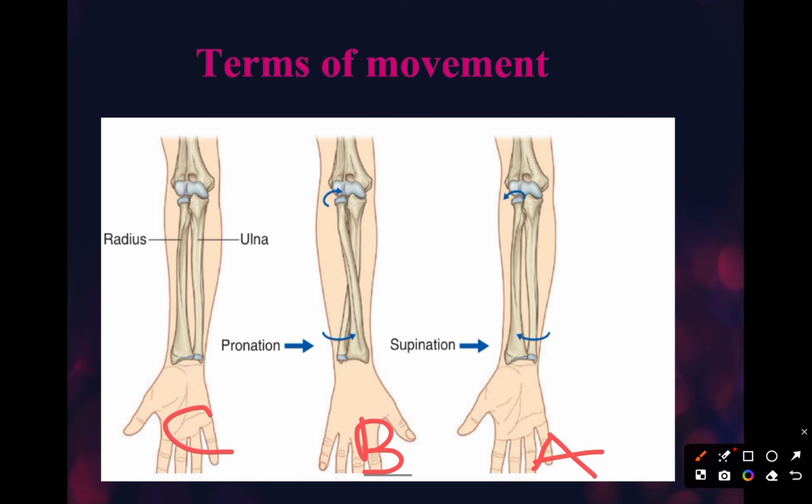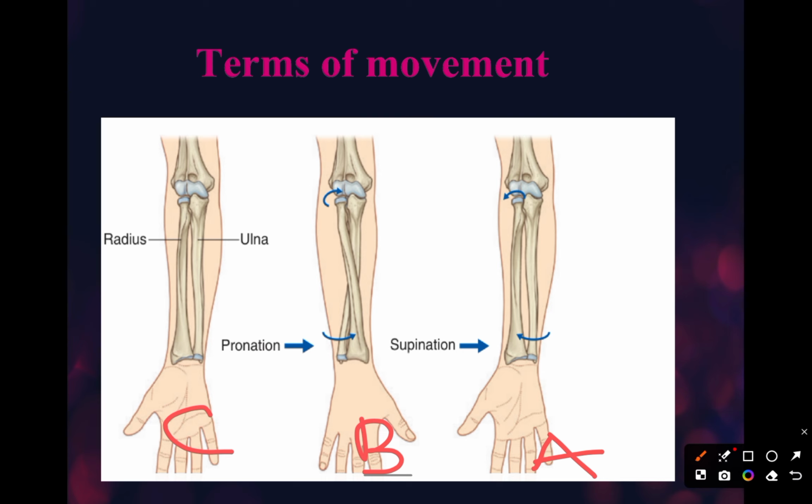So in anatomical position, our hand is always in supination, our palm is in supination. Just imagine standing in anatomical position. If you're not understanding what anatomical position means, just go back to my previous video on this. In anatomical position, just stand erect, or just stand that way. As you stand that way, your hand is also in supination.